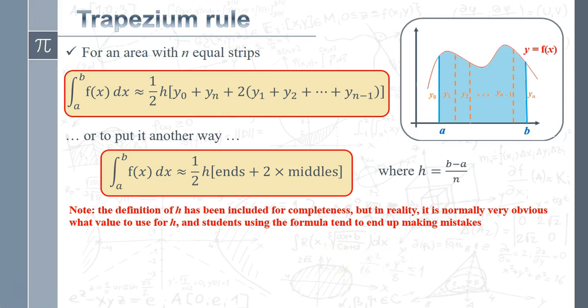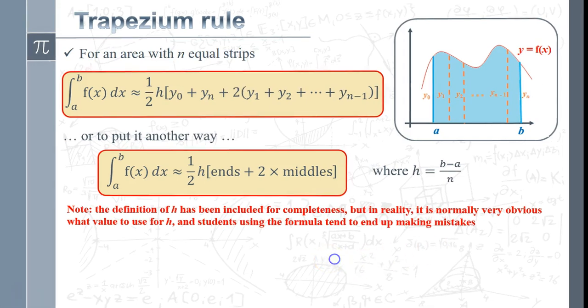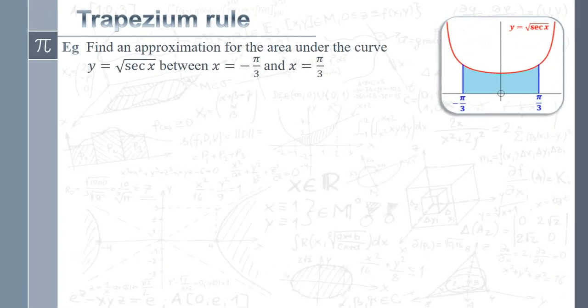Okay, so that's the theory all sorted. Let's have a look at an example. So there we go. We've got to find the area under the curve y equals root sec x between those two values, minus pi over 3 and pi over 3.